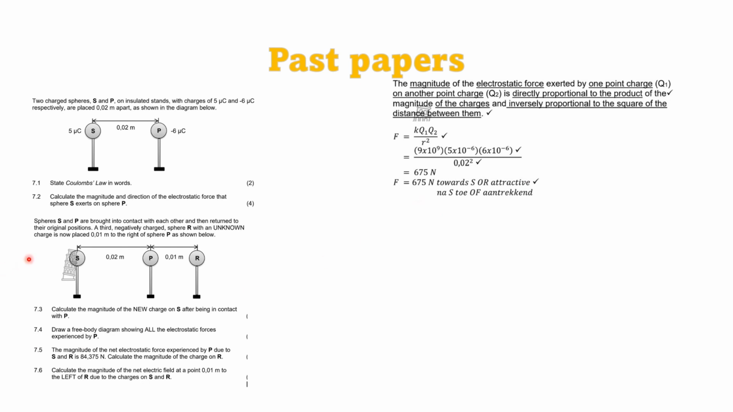Sphere S and P are brought into contact with each other and then return to the original positions. The third negatively charged sphere R with an unknown charge is now placed 0,01 meters to the right of sphere P as shown below. Calculate the magnitude of the new charge on sphere S after being in contact with P.